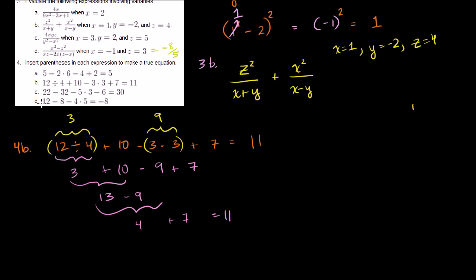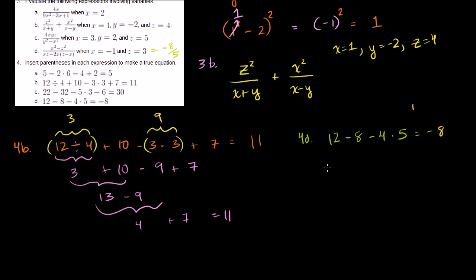Let's try 4D. 12 minus 8 minus 4 times 5 is equal to minus 8. So first, let's just see what happens if we did traditional order of operations. We would do 4 times 5 first, which would give us 20 over there. And then we would have 12 minus 8. 12 minus 8 is 4. And then we would do 4 minus 20. No, that's not right. That would give us negative 16. So that's not going to be right. So we can't just do traditional order of operations. Sorry, this is a minus 8 right there.